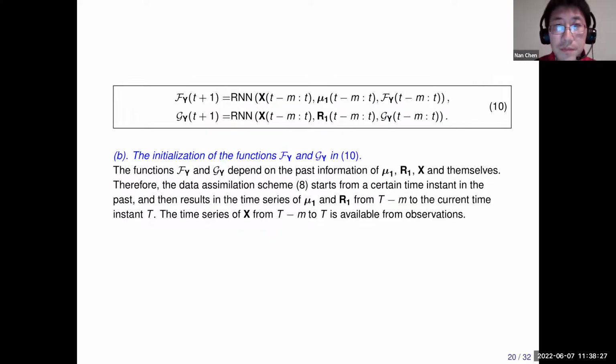And now about the initialization of this f and g in the neural network. Here, what we need to use is just mu, r, and x. And x is the observations, which is simple. And for mu1 and r1, we just need to let the system run for a grace period. Then we get a time series of the past information of mu1 and r1. Then we plug them in this system, which is also not too difficult.